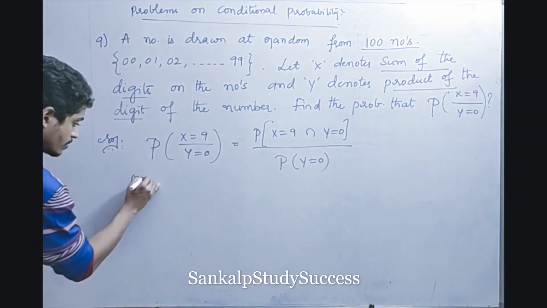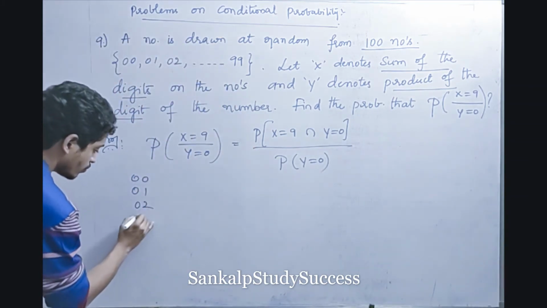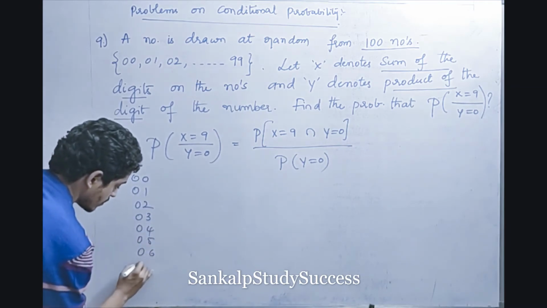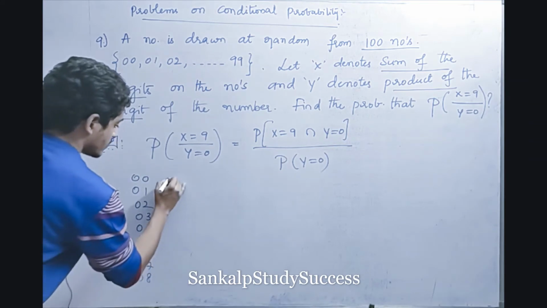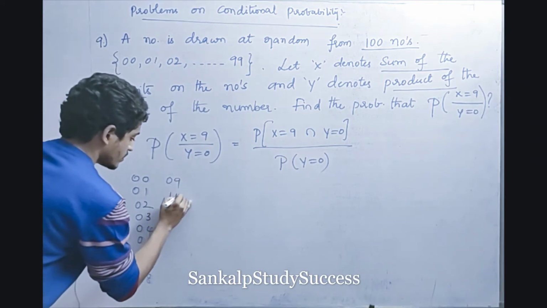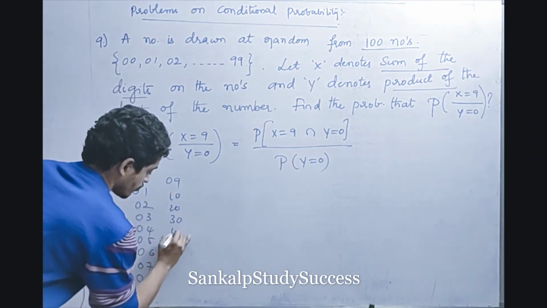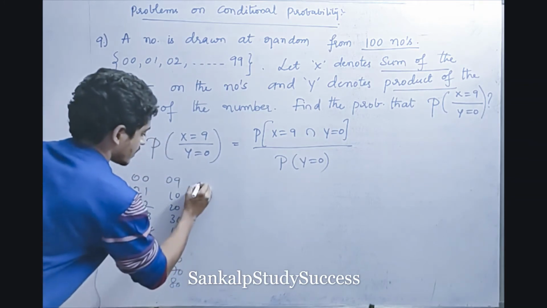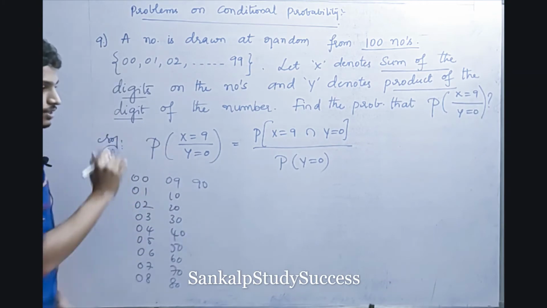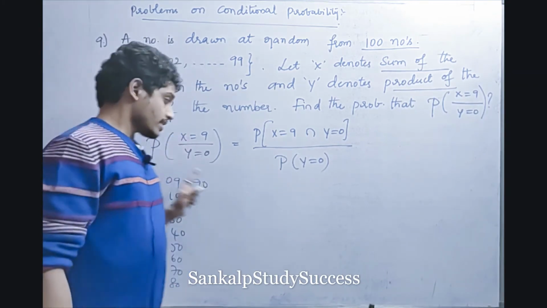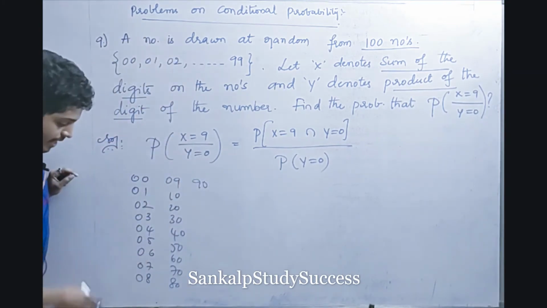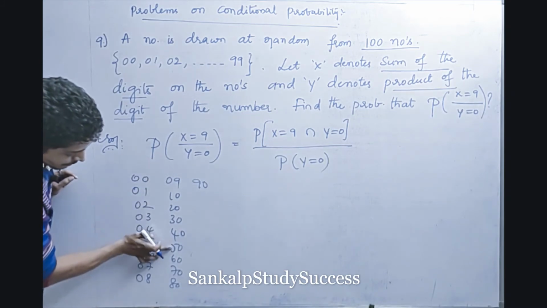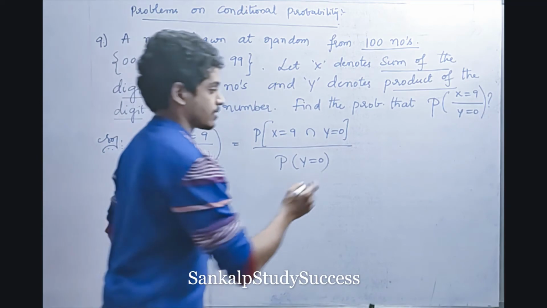So 0, 0, 0, 1, 0, 2, 0, 3, 0, 4, 0, 5, 0, 6, 0, 7, 0, 8 and 0, 9. Okay. 1, 0, 2, 0, 3, 0, 4, 0, 5, 0, 6, 0, 7, 0, 8, 0 and 9, 0. Only for these combinations, friends, Y becomes 0. So these are the total outcomes. How many are there? 9 and 10, 11, 12, 13, 14, 15, 16, 17, 18, 19. 19 are there. Yes or no?